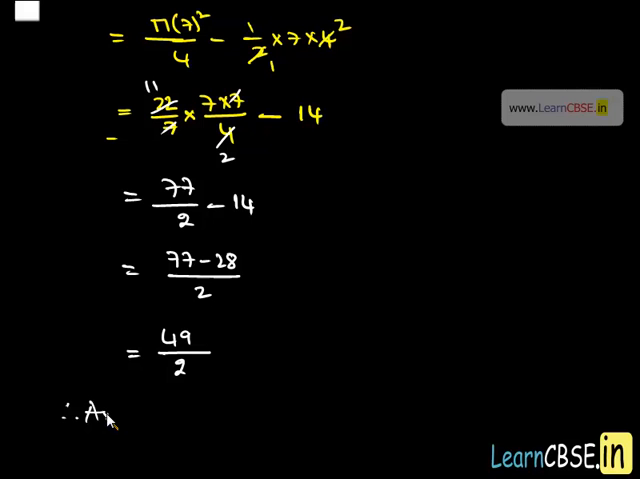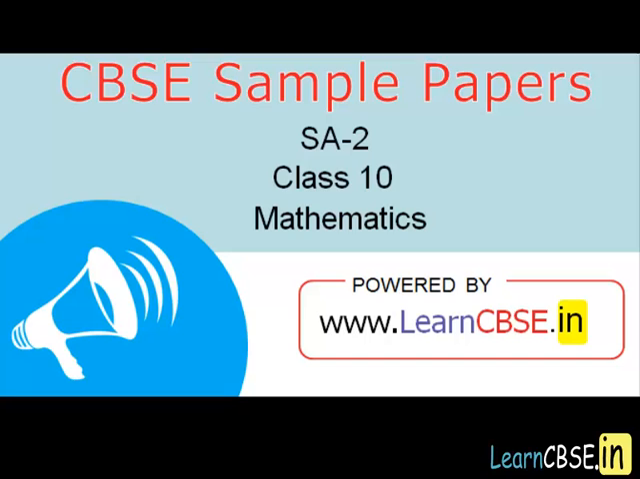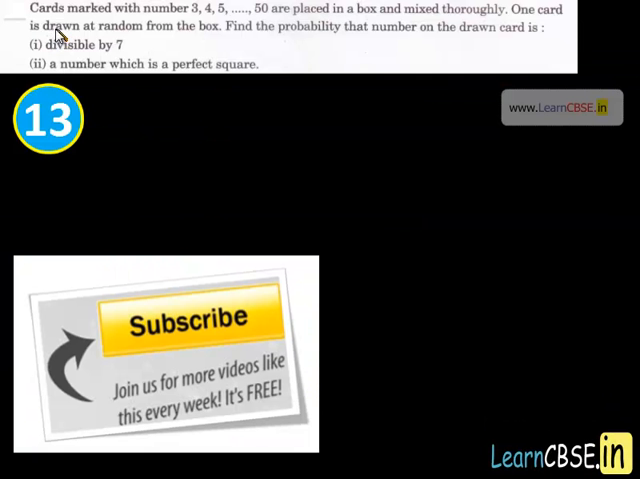Therefore, area of shaded region is equal to 49 upon 2 centimeters square. Let's move to the next question.